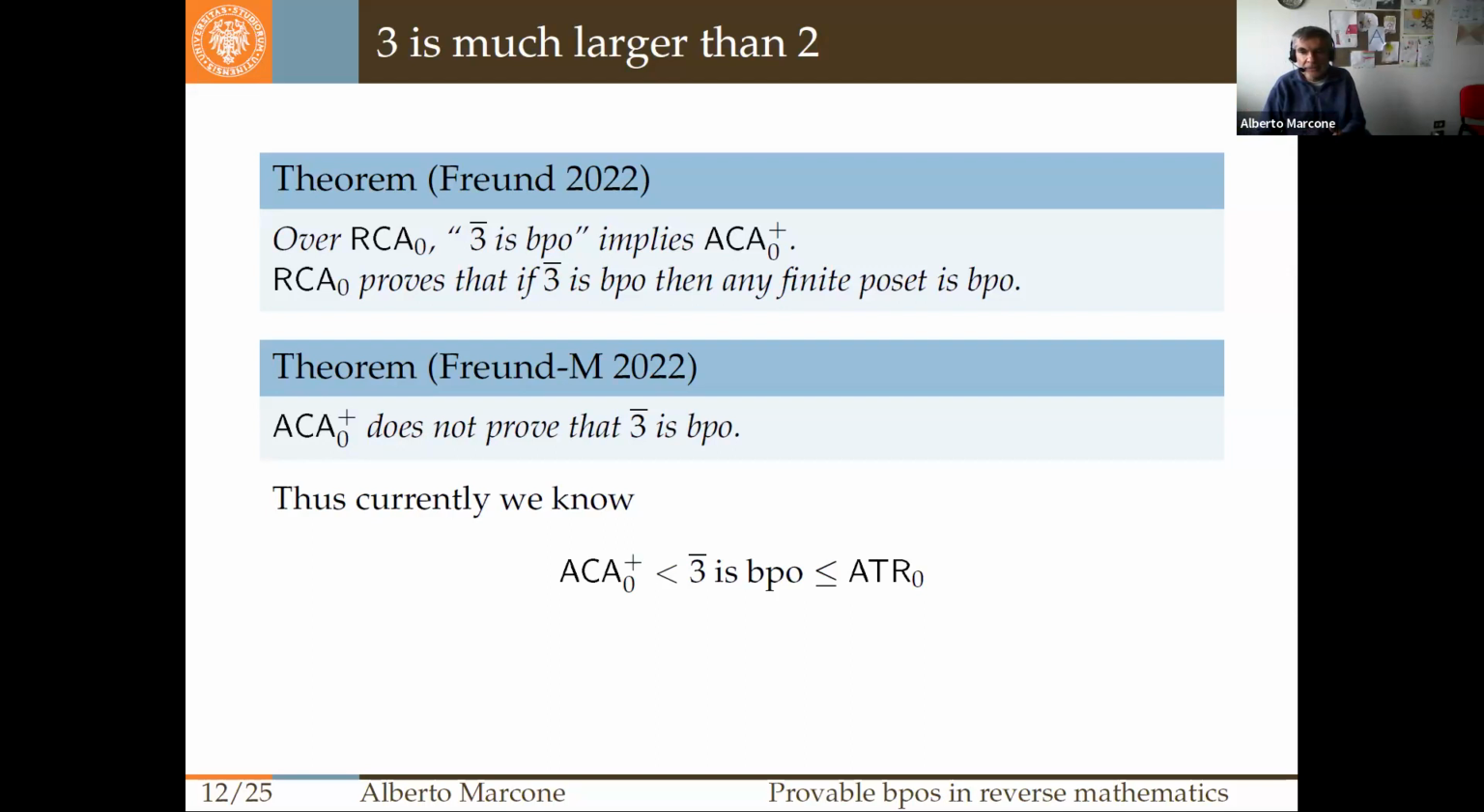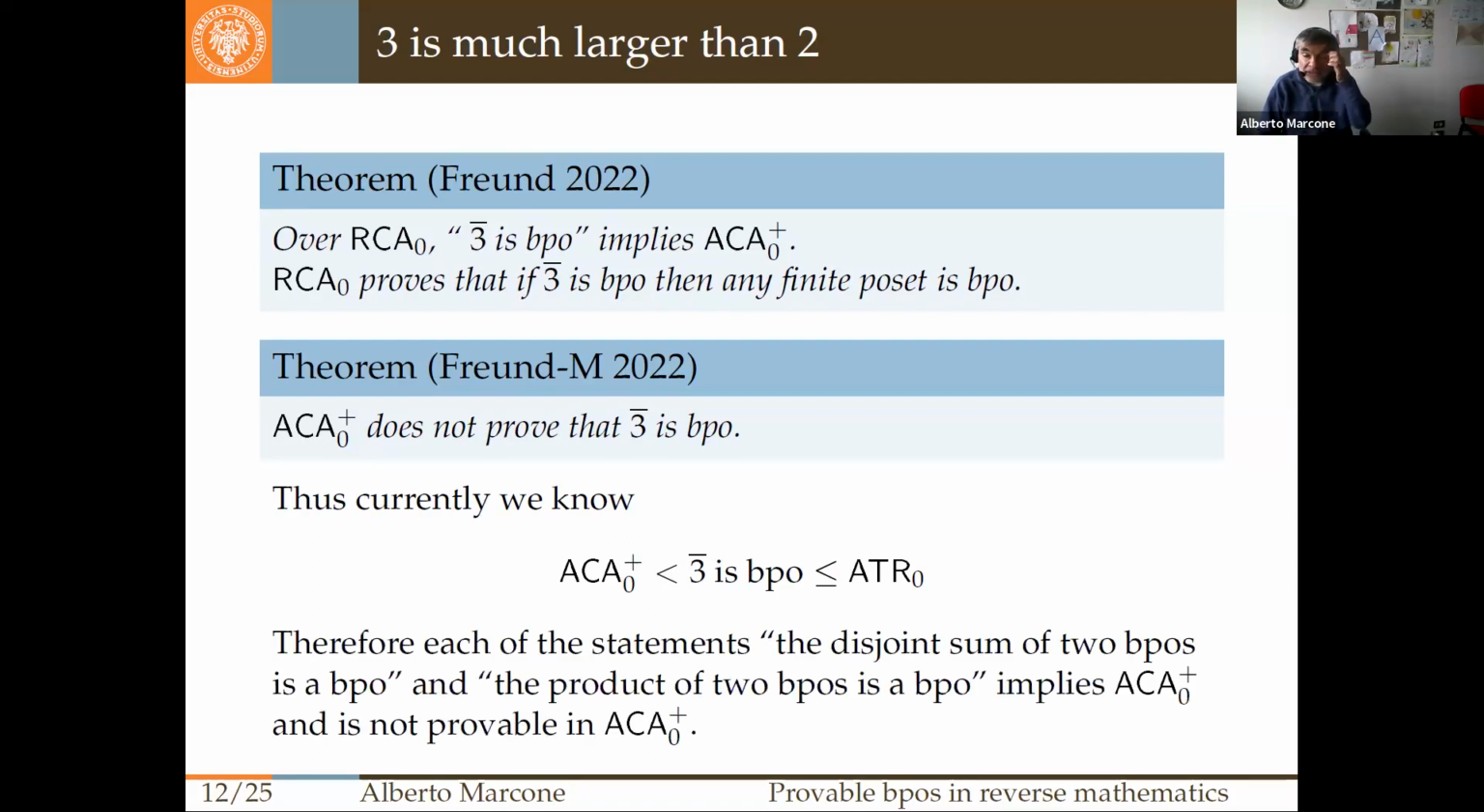From this it follows that statements like the disjoint sum of 2 better partial orders is a better partial order, which we already knew implied ACA naught, actually implies ACA naught plus. Because if you have this statement, you can prove that 3 bar and even 4 bar, for example, is a better partial order in RCA naught, because you already know that the anti-chain with 2 elements is a better partial order.